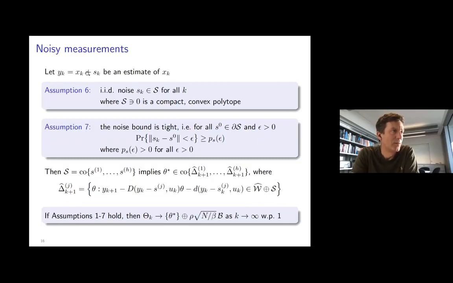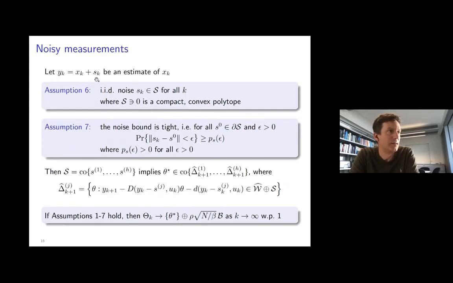A final refinement I wanted to mention is that supposing we can't measure the state exactly, but we have some noisy measurement, then provided we have some assumptions on this noise, so for example, the noise belongs to a convex polytopic set, and if this noise bound is tight, in a similar way to the tightness assumption we made on the disturbance, then we can again guarantee convergence of the parameter set to a neighborhood of the actual parameters.